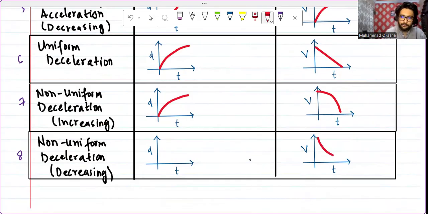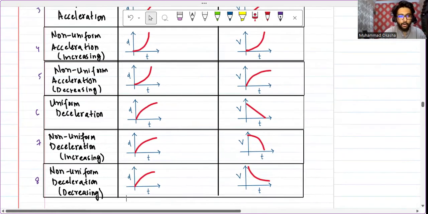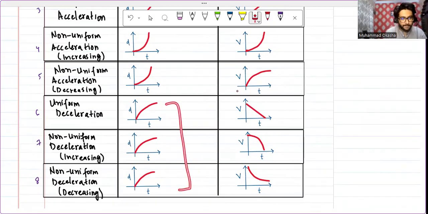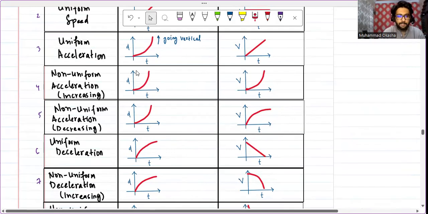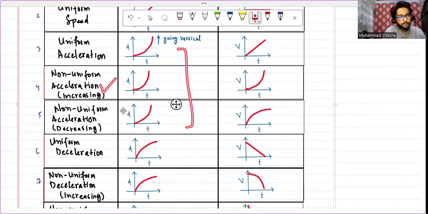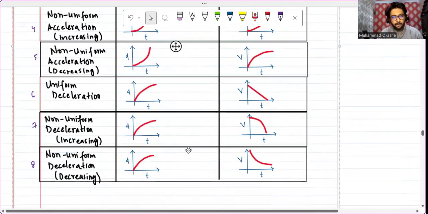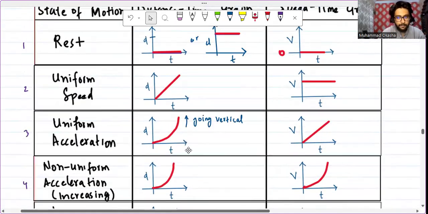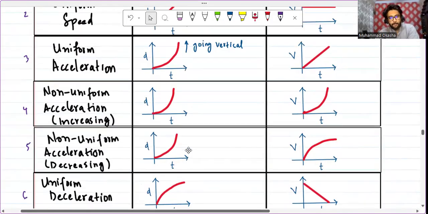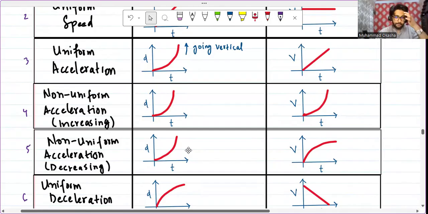How would it look? It's going to look like this. Going horizontal with the downward direction would look like this, again on a distance time graph. If you notice, all the decelerations on a distance time graph look the same, whether it's uniform, non-uniform increasing, or non-uniform decreasing. All the accelerations look the same too, but there's a difference in the slopes for speed time graphs. These 16 graphs should be on your fingertips, because I'm just about to use these in different questions.